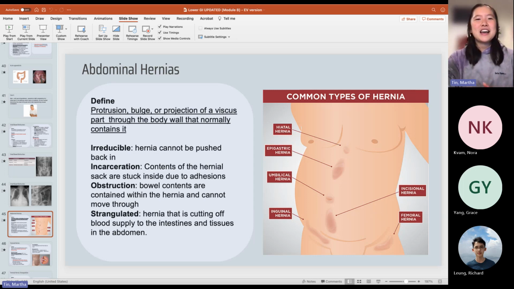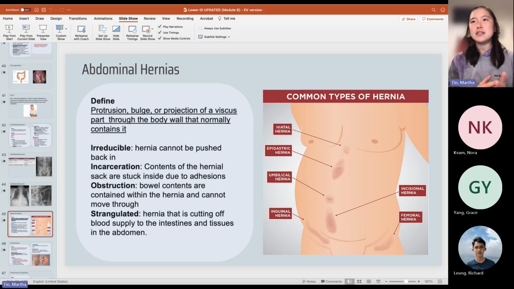But anyways, going back to our abdo hernias, there are several ways we want to classify them before we go into the actual anatomy of where it's located. First thing is whether or not we can push it back in. If we can, then it's reducible. If it can't, then it's irreducible. We're more concerned about the irreducible ones, because that means they're either incarcerated or strangulated. Incarcerated just means that it's stuck in its position due to adhesions, or the neck is too small for it to be pushed back in.